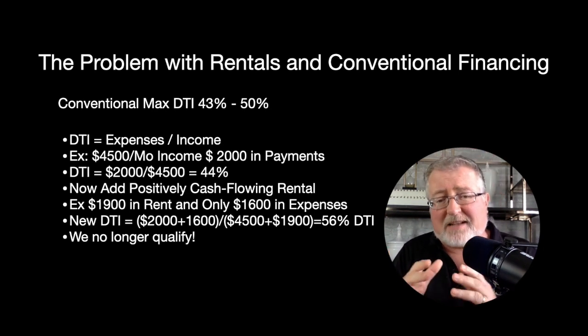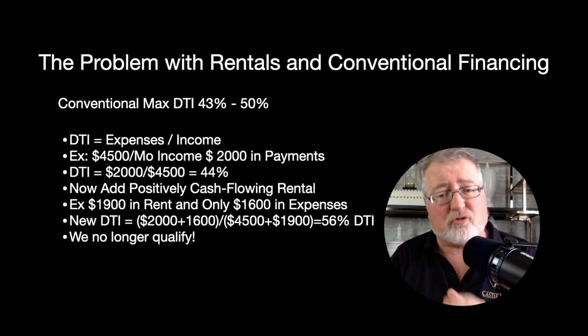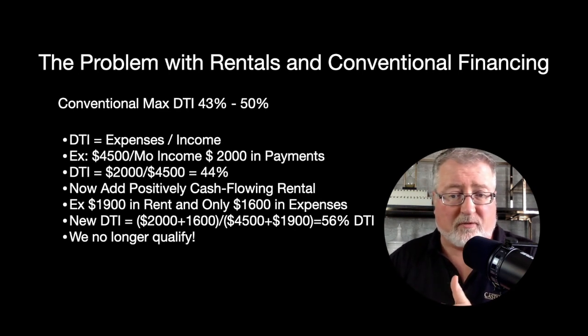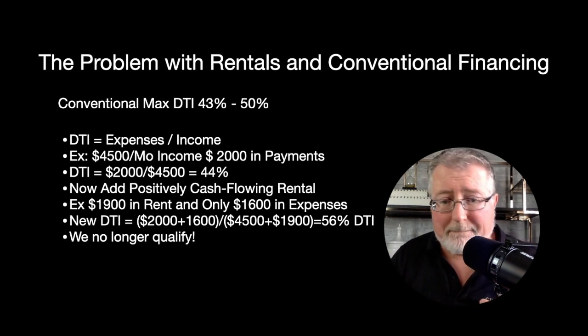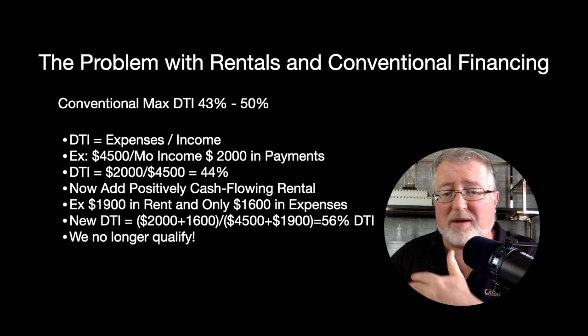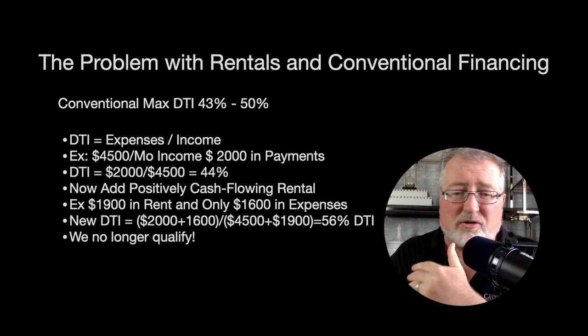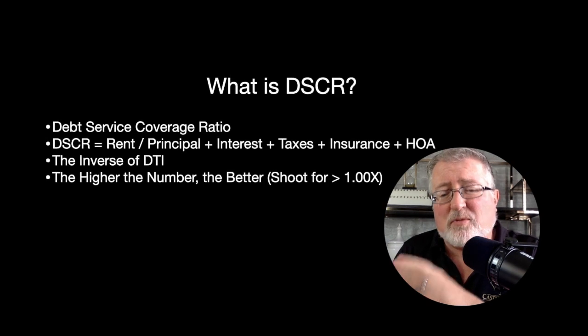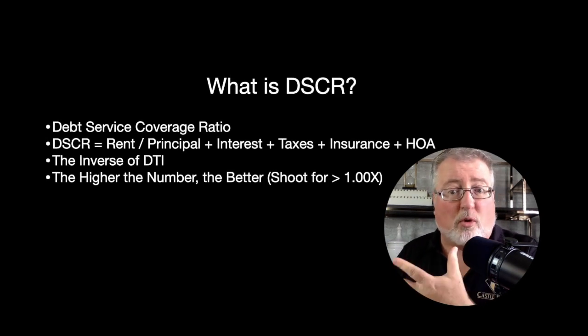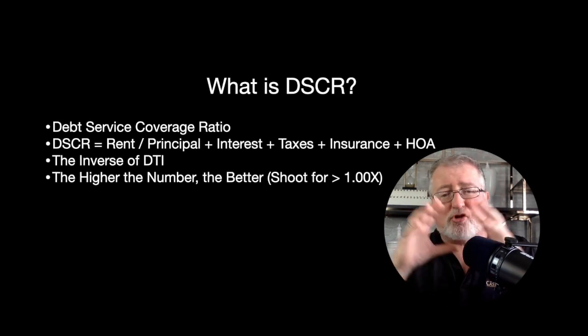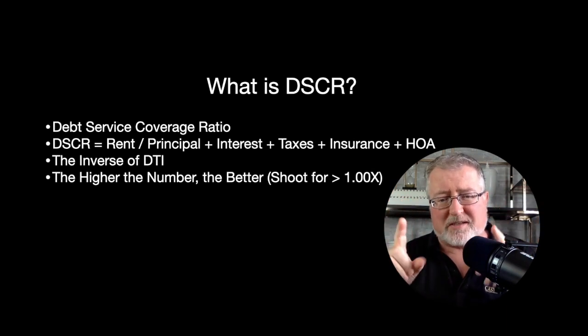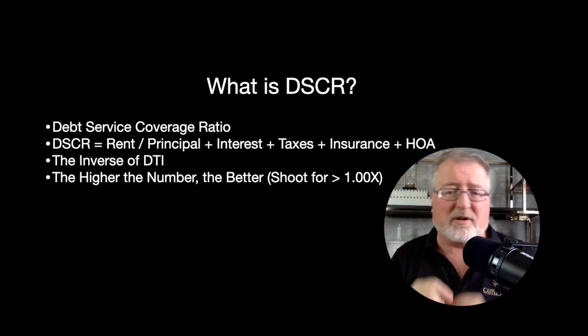So that's the problem with conventional financing and trying to build and scale a rental portfolio. You might be able to do one, maybe two new properties, but once you get beyond that, debt to income ratios just don't work. And that's why the DSCR product was really born, so to speak, because it doesn't look at your whole income and all of your expenses. It only looks at the property itself.